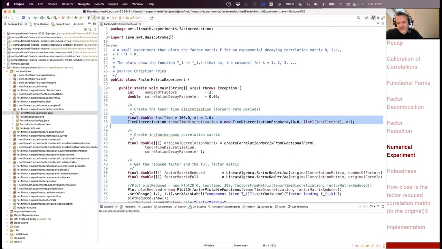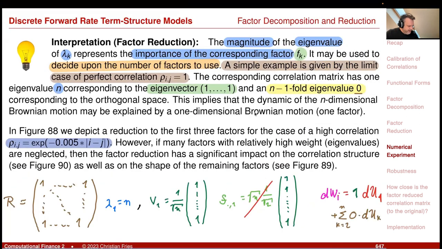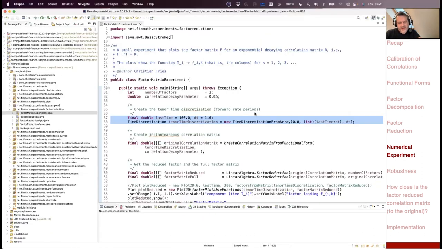So there is a time discretization here, but this time discretization, actually it's not really needed. It's just because here in my model, actually we later have T_i minus T_j. But you see my time step is equal to one. So actually T_i is just the i. Then we create a correlation matrix from functional form.